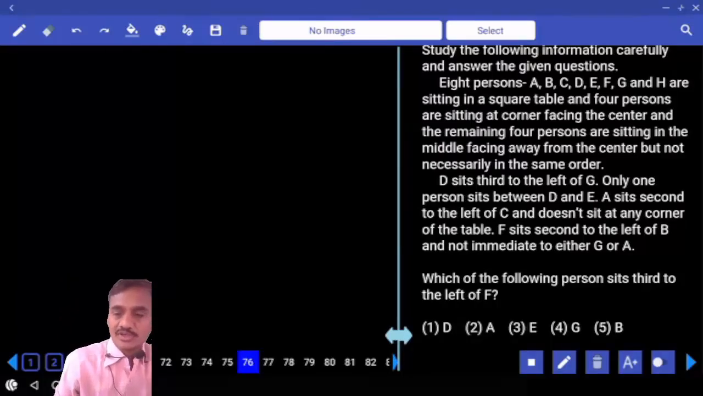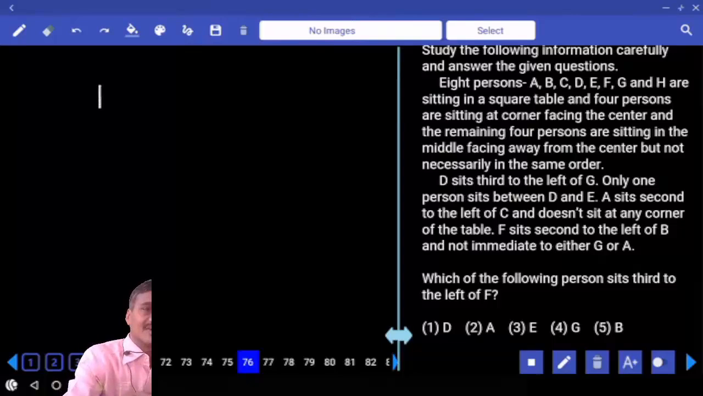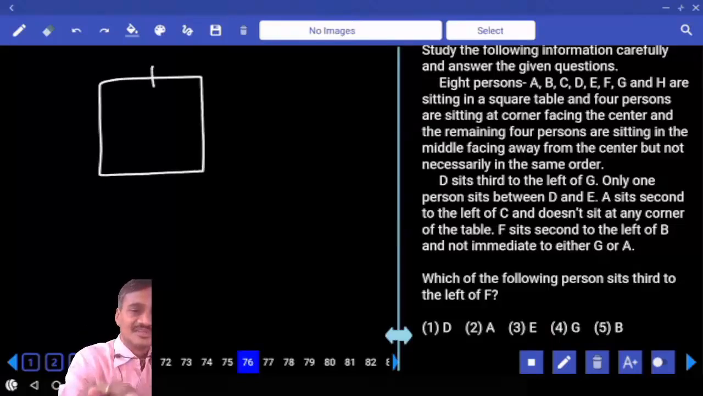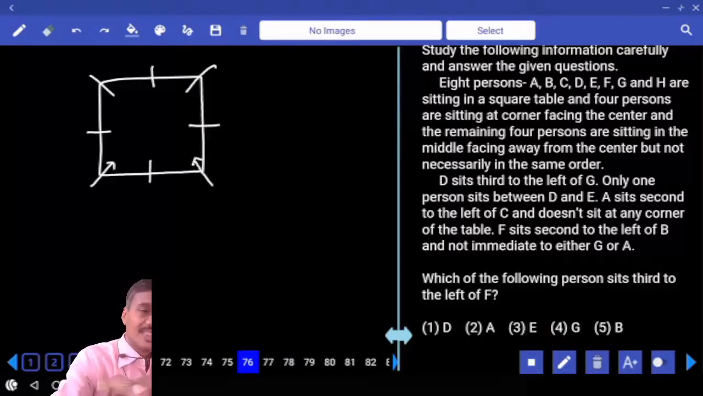Now here, how many persons we have? There are some 8 persons altogether. These 8 persons are seated around a square table, out of which 4 persons are facing away from the center and the remaining 4 are facing towards the center. The persons who are at the corners are facing towards the center, and the persons who are at the center are facing away from the center.